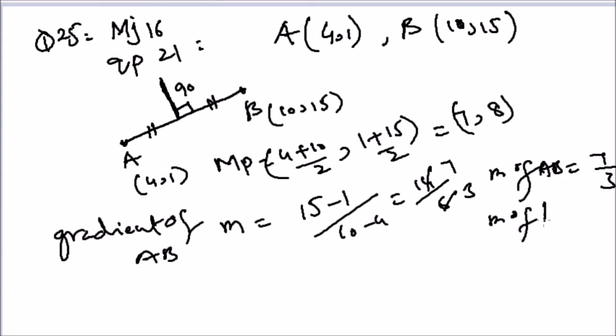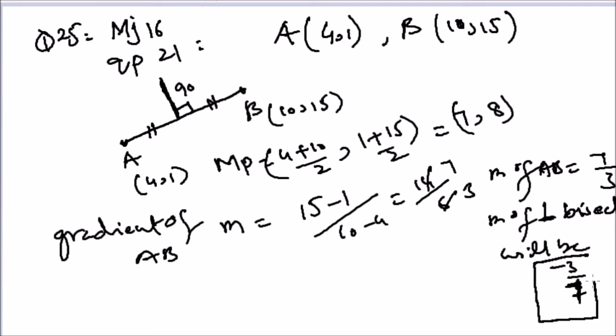M of the perpendicular bisector will be -3/7. That is the rule. If two lines are perpendicular and one gradient is 7/3, the other gradient will be the reciprocal of that with the opposite sign. So the equation becomes y is equal to -3/7x plus c. Now how to find c, students? Here, how to find c?